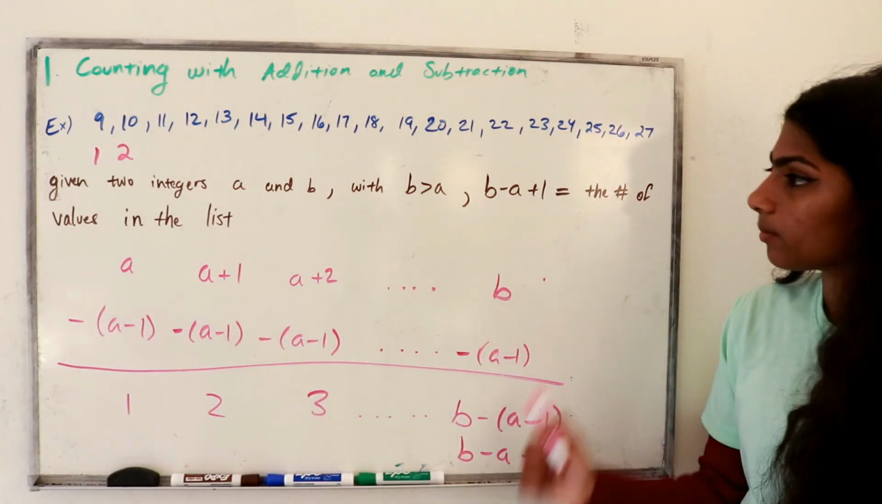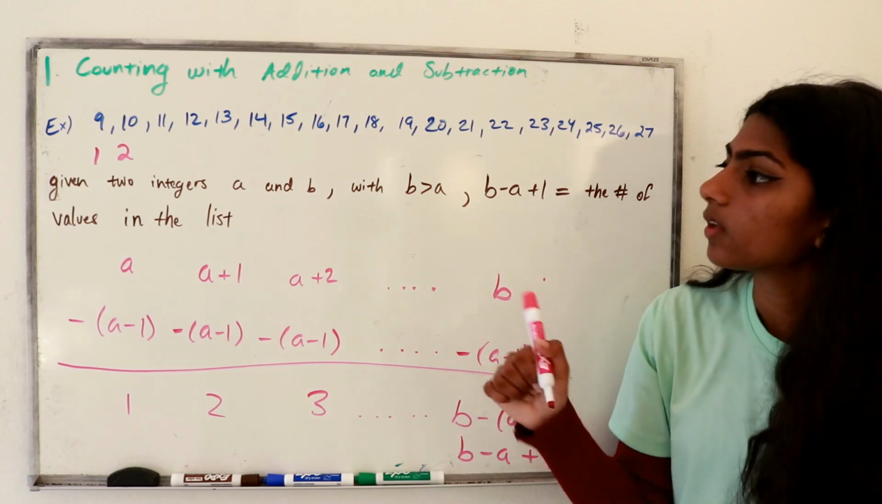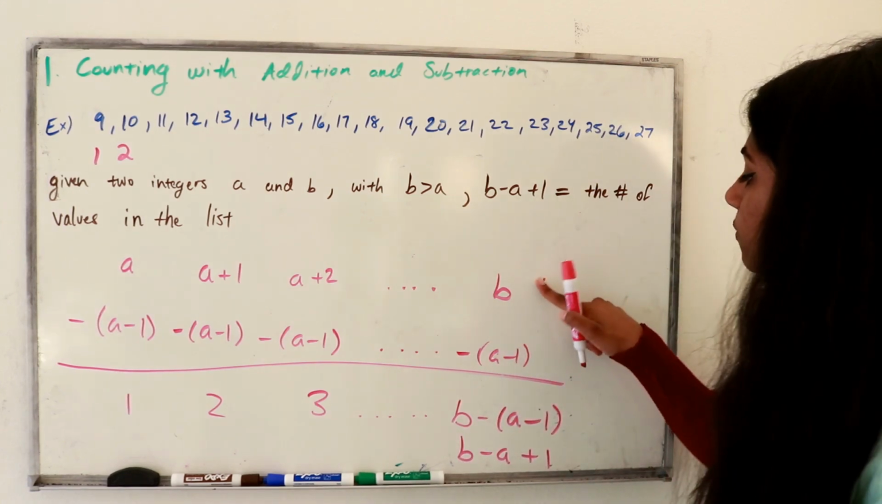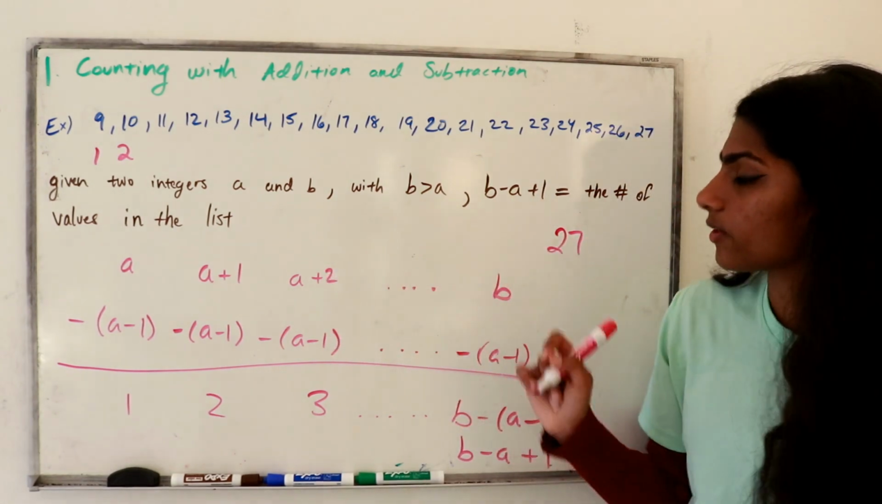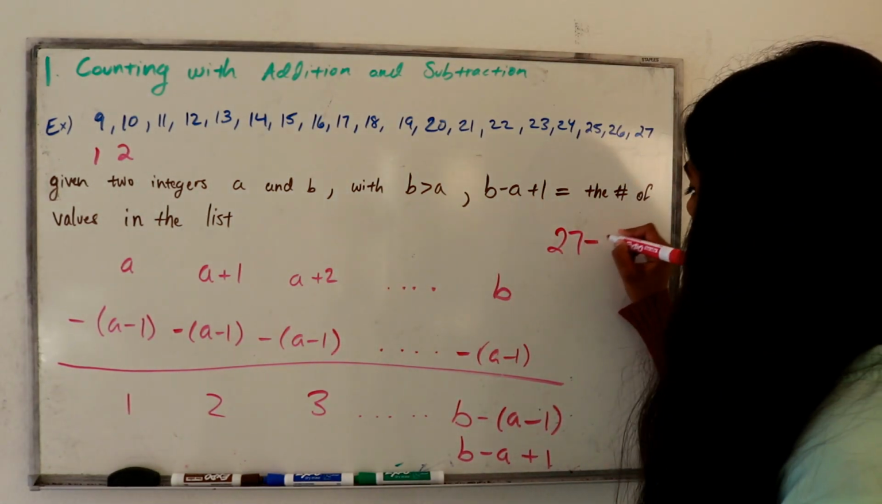So now we can apply this to our actual problem. b is going to be our last digit, which is 27. So we'll write that as 27. And then a is going to be our first digit, which is 9. So minus 9.